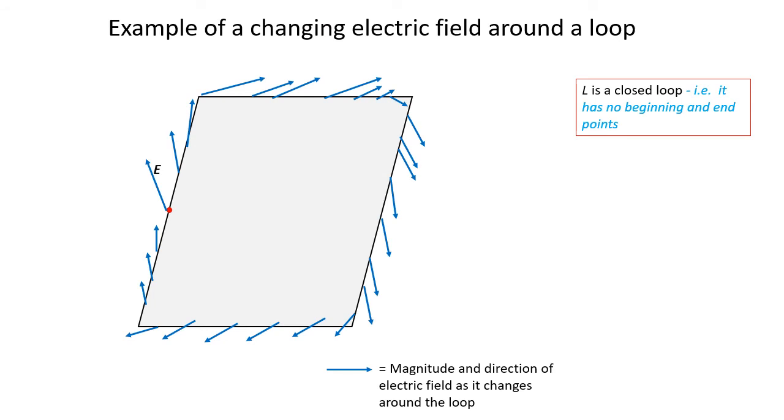Okay, let's look at the electric field drawn as the blue lines around a closed loop. You can see that the electric field isn't constant as we go around the loop. It can vary both in magnitude, which is the length of the line, and direction, which is where the line is pointing.